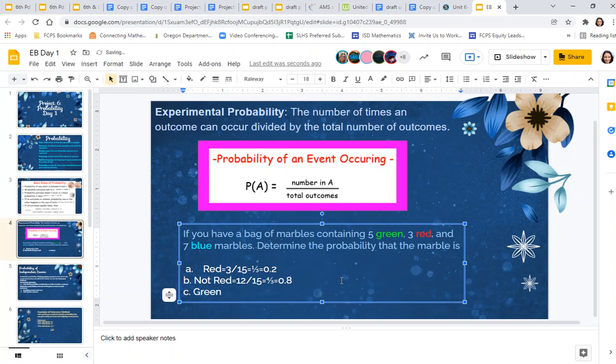All right, probability that your marble is green. What's that one going to be? Okay, I've got 1/3 from a couple people. And some of you may have started with 5 out of 15 and then made it 1/3.